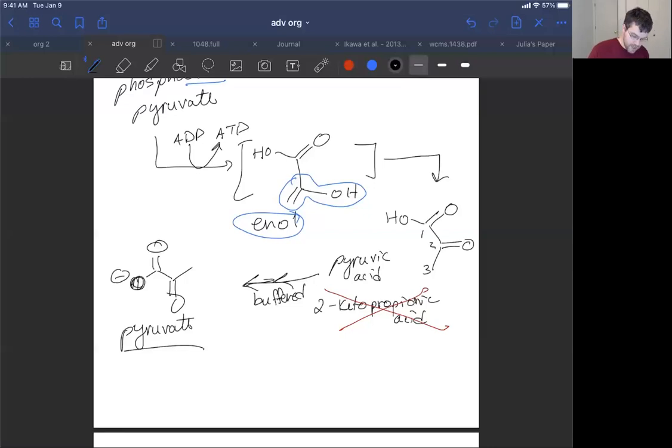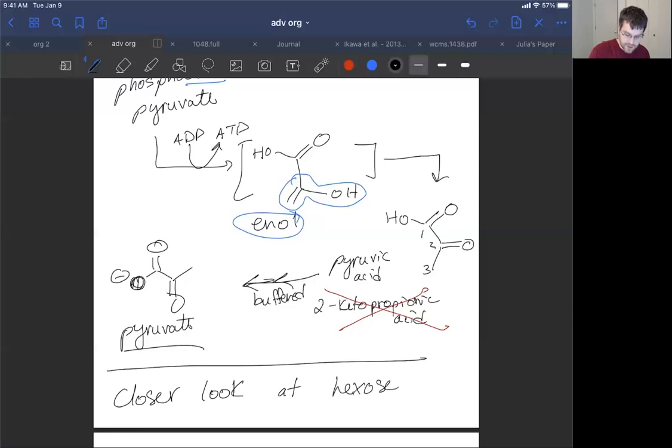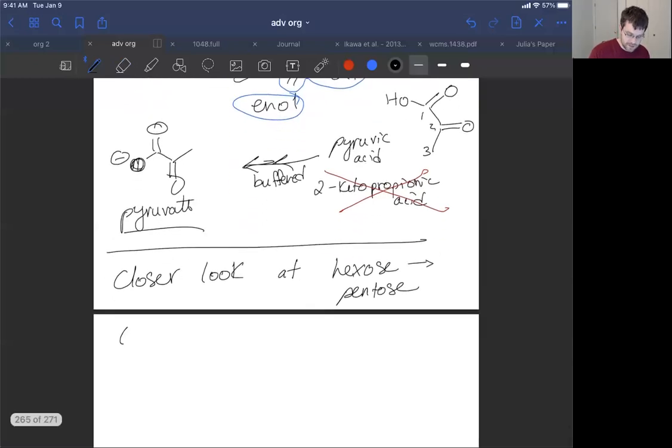The first one I want to go through is sort of a closer look at hexose, which is a 6-membered ring to, or let's just call it glucose to fructose interconversion. Hexose to pentose. Hexose to pentose is fine. Let's just stick with hexose to pentose. Okay. So what we want to do is go from a 6-membered ring, which everybody loves drawing hexagons, to a 5-membered ring.